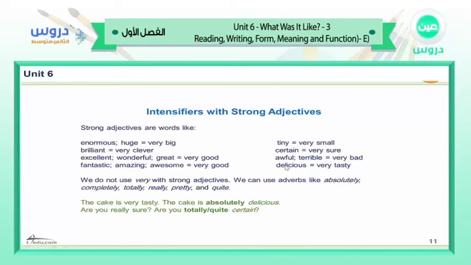Let's take an example. The cake is very tasty. This is an adjective, not a strong adjective, so we can use "very," very tasty. But we have the word delicious. We cannot say "very delicious." But we can say "absolutely delicious." Can you see "absolutely"? This is absolutely.